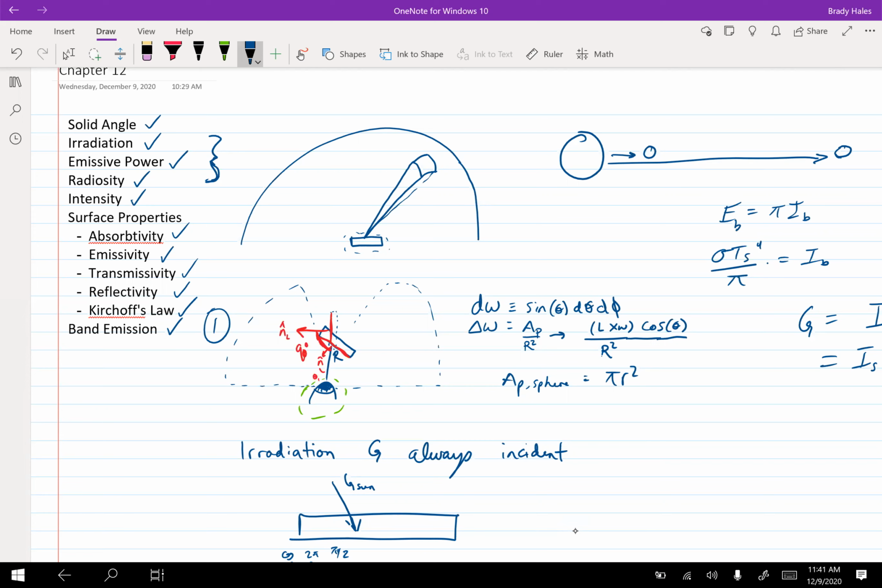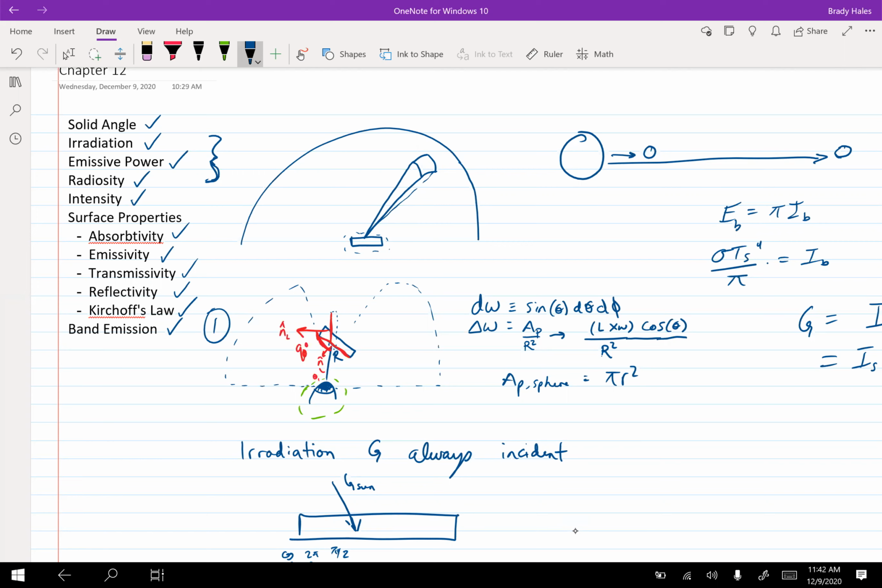and it's the same whether it's on Mercury or Pluto, but it's the irradiation that changes because the solid angle changes. Okay, the surface properties, absorptivity, so absorptivity plus transmissivity plus reflectivity is equal to 1. Remember Kirchhoff's law, which can relate absorptivity and emissivity. And then the band emission, which is just simply the fraction of emitted power, so the emitted power of a band divided by the total emissive power of the body, right?